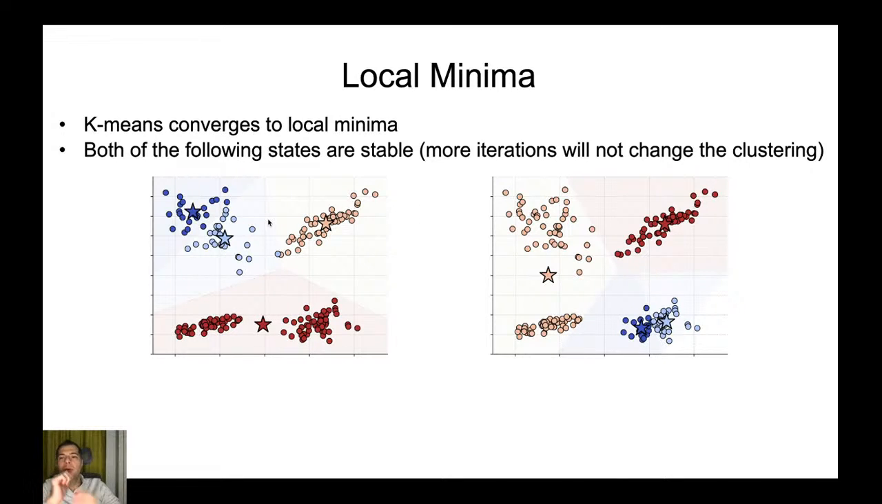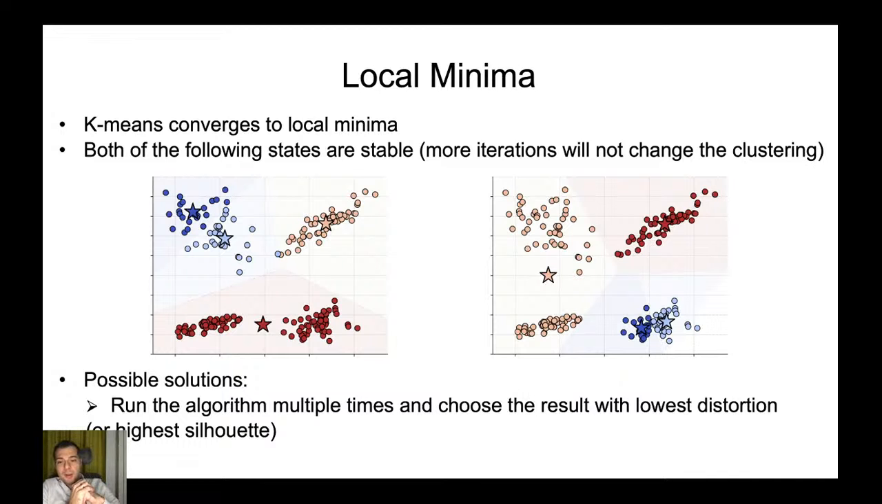So in this case, when you apply the elbow method, you perhaps want to reinitialize the approach and take the minimum of all the trials in order to obtain a better estimation of the elbow point. Anyway, to address this problem, as I said, you can run the algorithm multiple times and choose the result with the lowest distortion or the highest silhouette.